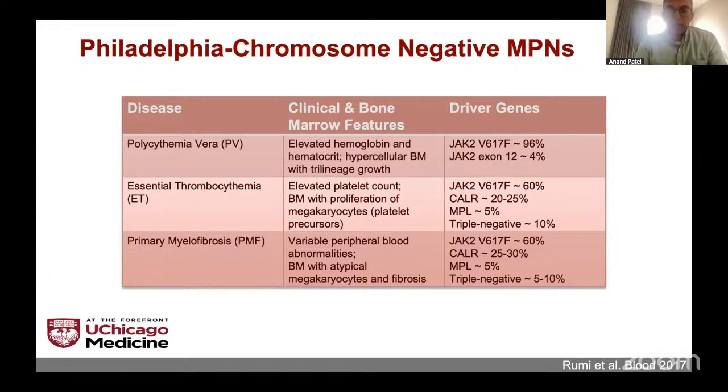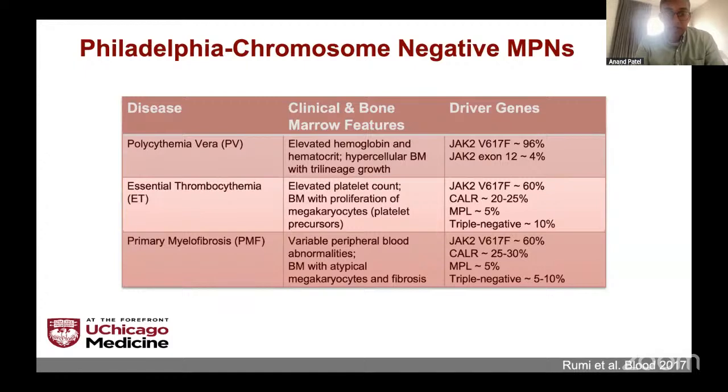And when we do a bone marrow biopsy, we see that there's increased growth of white blood cells, red blood cells, and platelets. Almost all patients with polycythemia vera have a mutation in a gene called JAK2, which is the most common mutation that we see in MPNs.